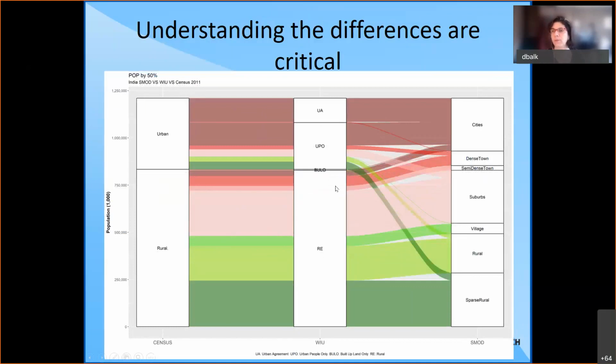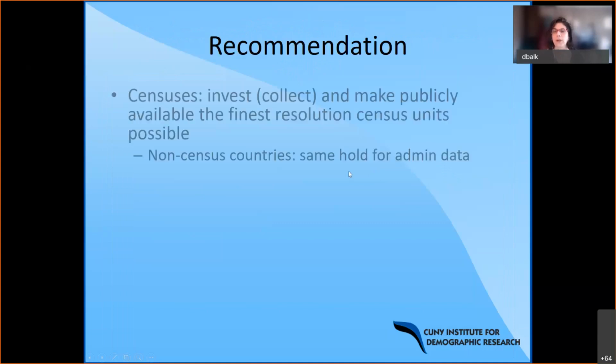So this is just when you change the threshold, you apply a more restrictive threshold to how much built-up area you use. And so my recommendation for this is that censuses must invest and collect and make publicly available the finest resolution census data possible.